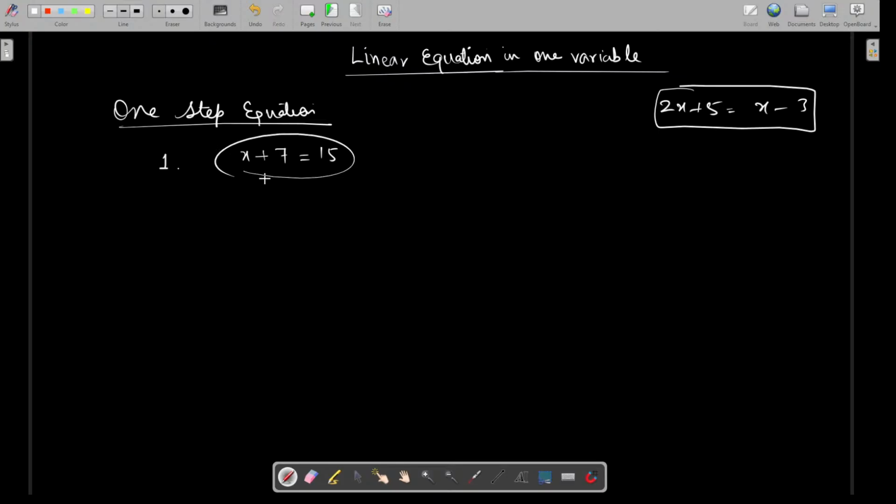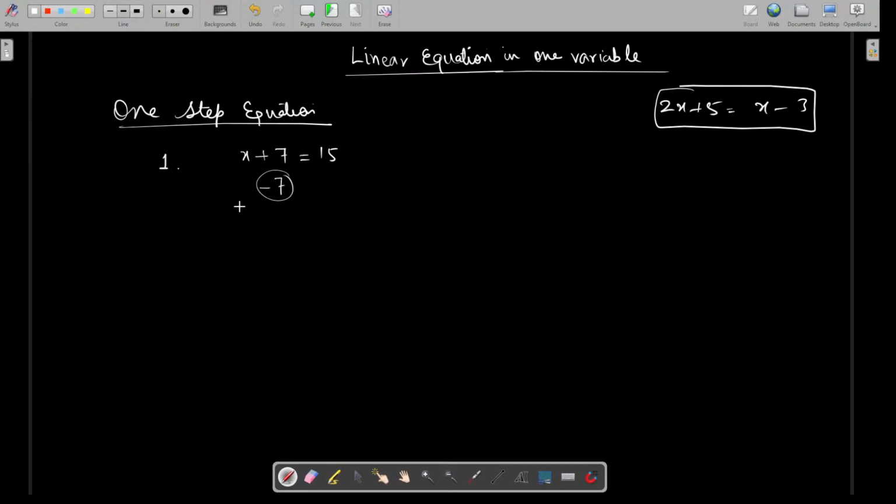So solving this equation, see, this is x plus 7 equals 15. So 7 is added to x. To remove this 7, we have to undo the addition. And to undo the addition, let's remove this by subtracting 7. So we are going to subtract 7 from the left side.